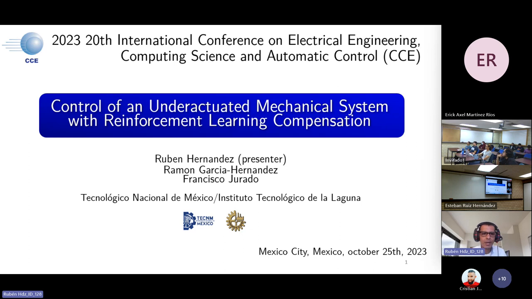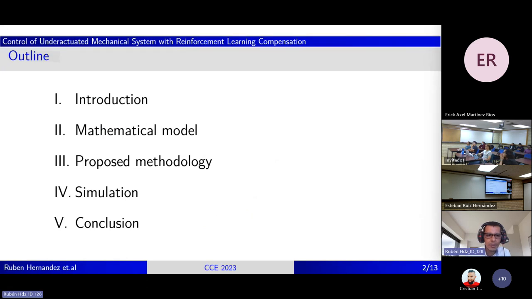The name of this presentation is Control of an Underactuated Mechanical System with Reinforcement Learning Compensation. Good afternoon to you all, I hope you are well. This presentation is by Dr. Ramón García Hernández, Dr. Francisco Jurado, and myself, Rubén Hernández. First, I will give you a brief introduction of the topic of this research. Section 2 provides a description of the mathematical model of the system that we will be studying. In Section 3, the proposed methodology is discussed. Section 4 presents the simulation results, and finally Section 5 presents the concluding remarks.